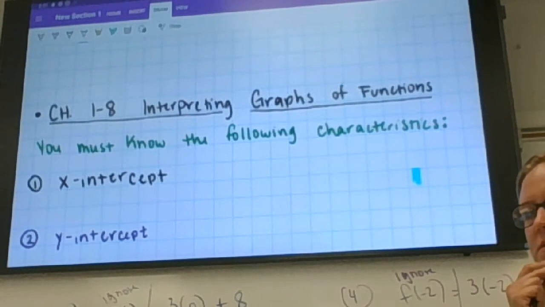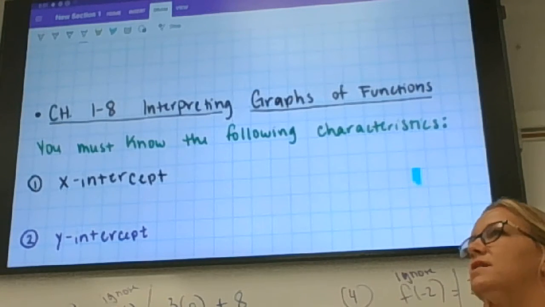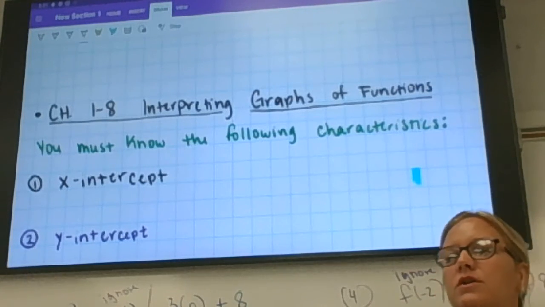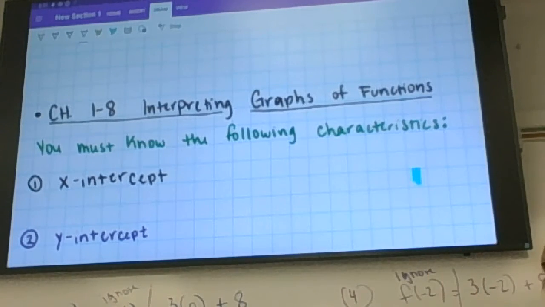So we're going to be interpreting graphs of functions. Last week we talked about what makes a function. Does anybody remember the rule about functions? Yeah, every x has to be paired with a y. And for the graph of a function, what's the test that we do to make sure it's a function? The vertical line test, to make sure we don't touch in more than one place.